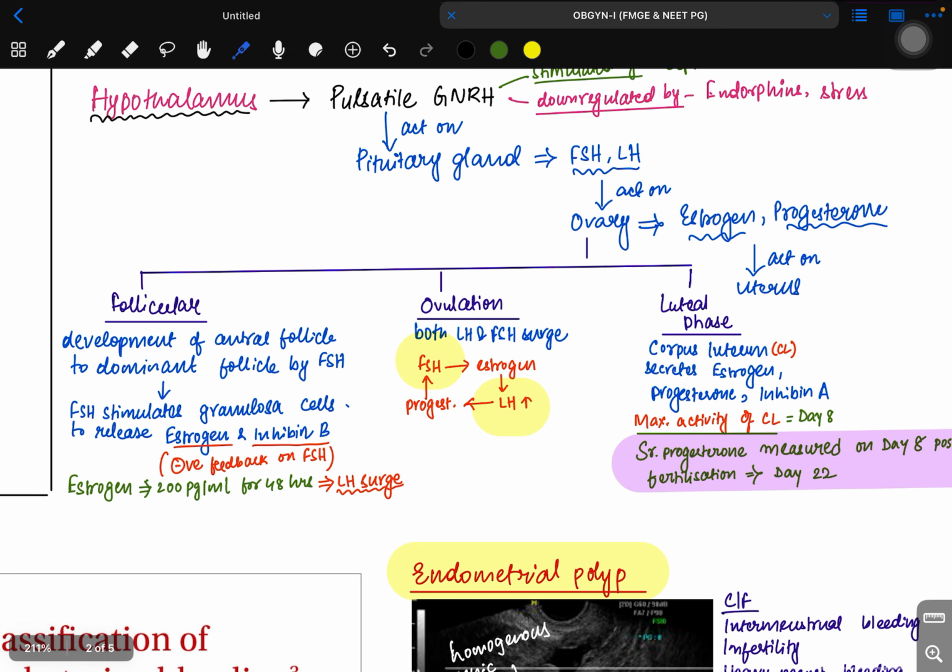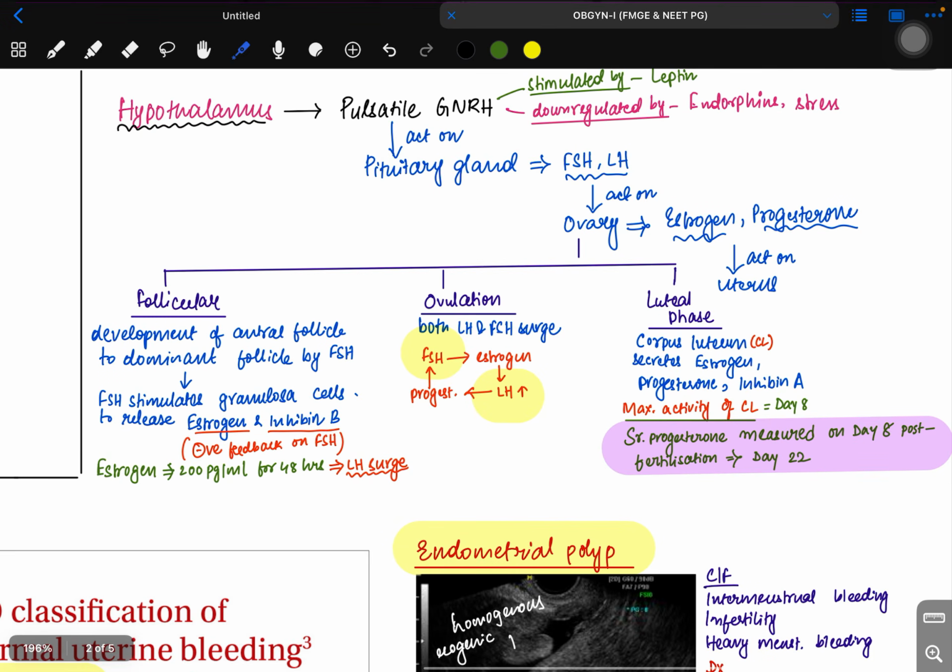In the luteal phase, you can see that there will be the corpus luteum, which will secrete estrogen, progesterone, and inhibin A. And maximum activity of corpus luteum is found on which day? Day 8. This is an important question. Therefore, we can calculate the serum progesterone on day 8 post fertilization. Suppose the fertilization is on the 14th day, so we will measure the serum progesterone on day 8 post fertilization, that is day 22.